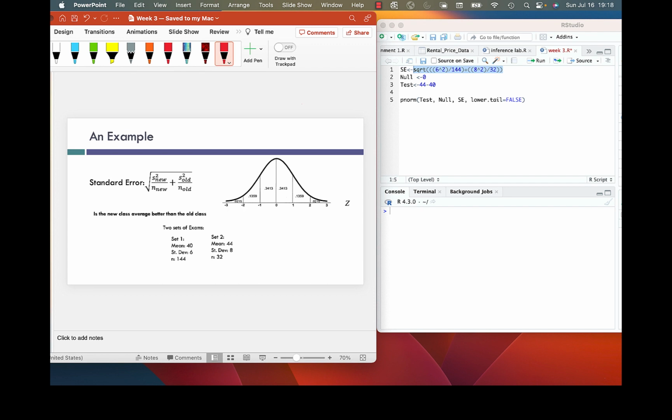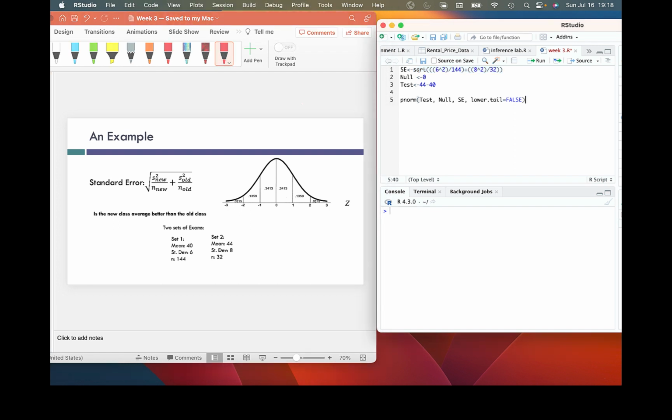Let's go ahead and do an example, and we're going to take a look at this example and do some calculations in R. So we get this fancy standard error, this average standard error of the two. We can go ahead and come over here to R and calculate this standard error. It's going to give us about 2 1/4.